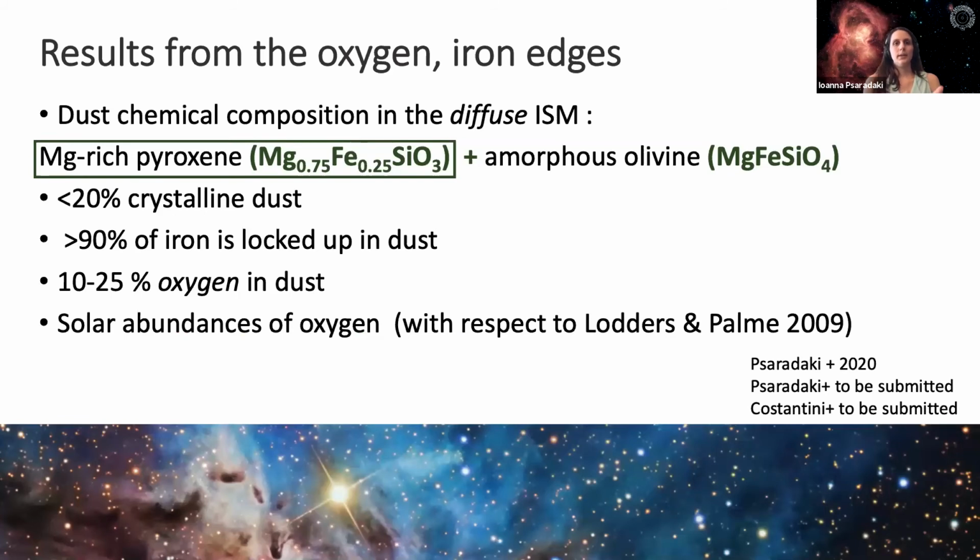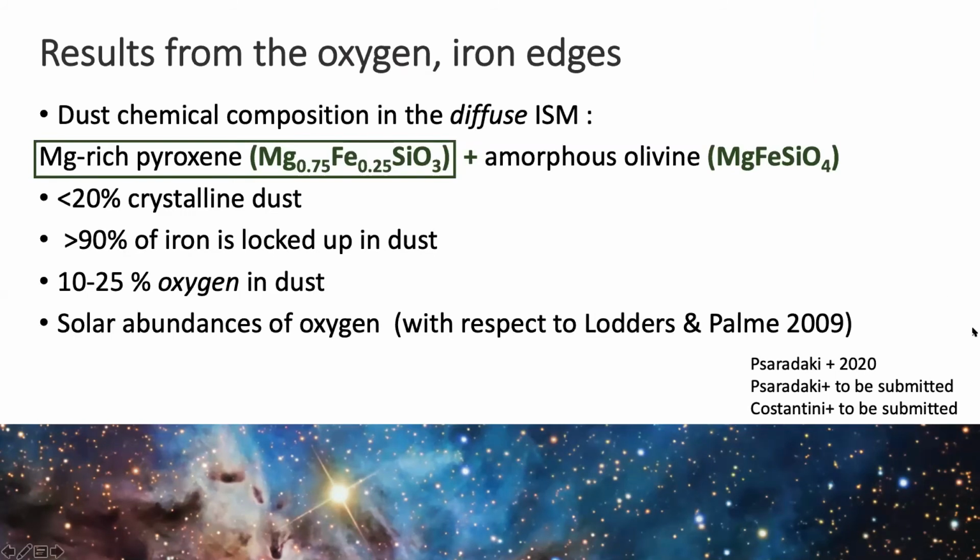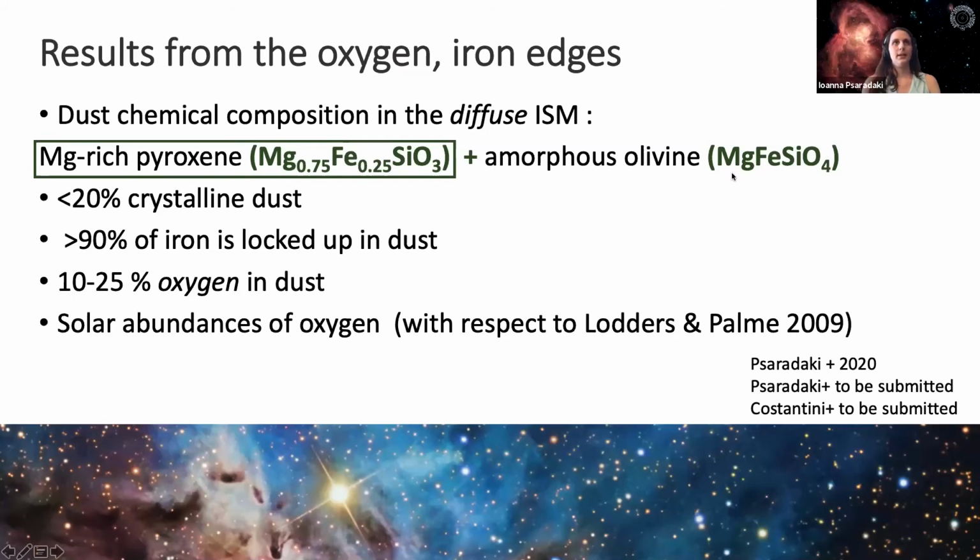So in the lines of sight that we're looking into, which are diffuse sight lines, we find magnesium-rich pyroxene as the main dust chemistry, and also some amorphous olivine with this formula, as you can see here. We find an upper limit on crystalline dust of about 20%, and most of the iron, more than 90%, is locked in dust. And we have about 10 to 25% of oxygen in dust, depending on the line of sight. So less depleted than the iron, of course. And we find solar abundance of oxygen with respect to our reference value that we have here.